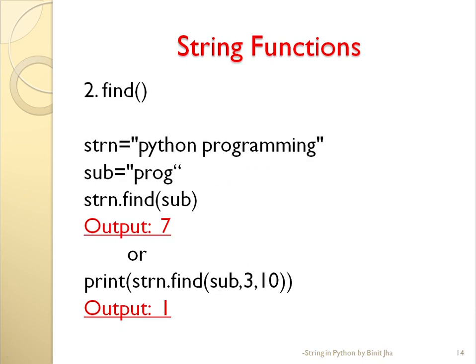Next one is the find method. Find function, what does it do? One string is given as Python programming, the second string, the substring, is probe. Now we have to find string dot find what? sub. So this method will return the starting index of the term sub, that is the probe.